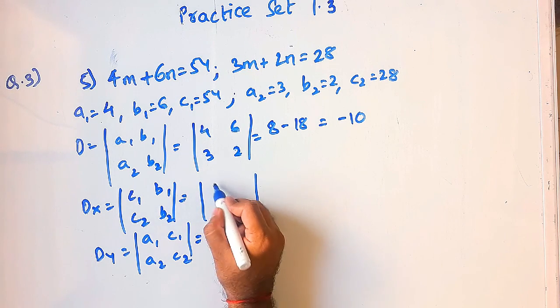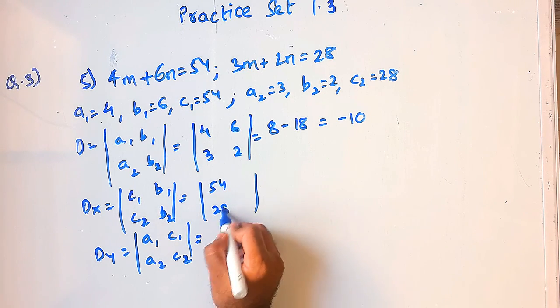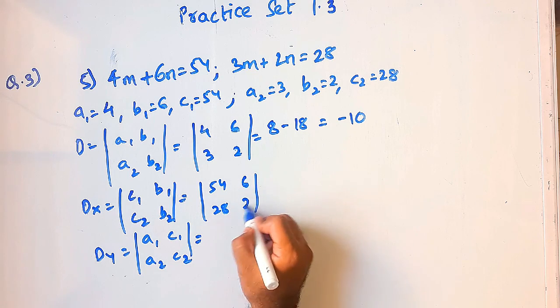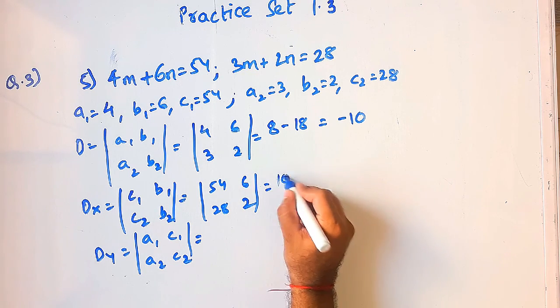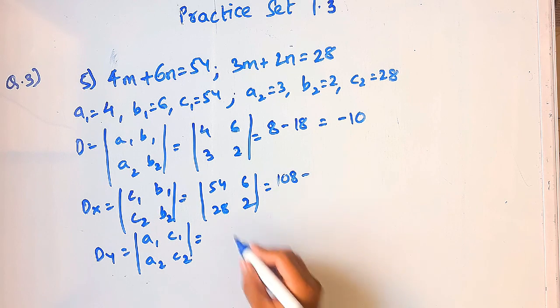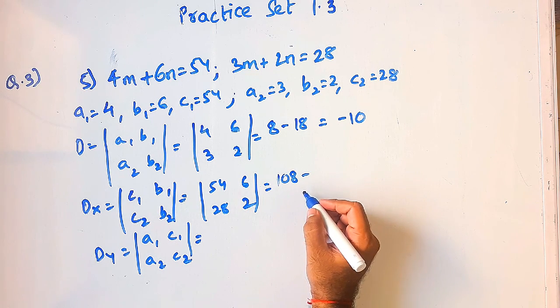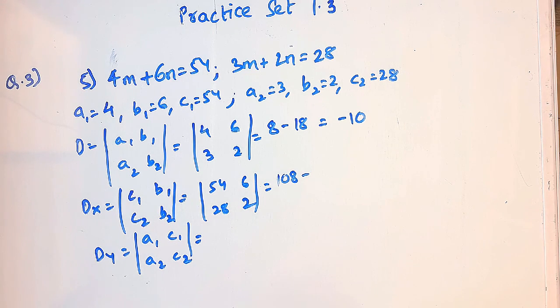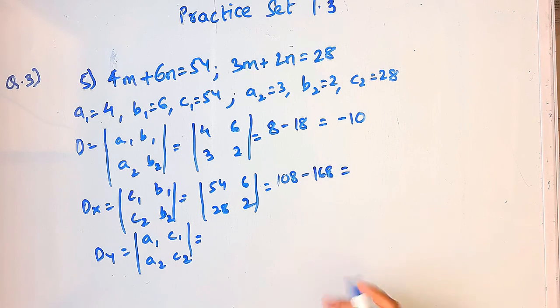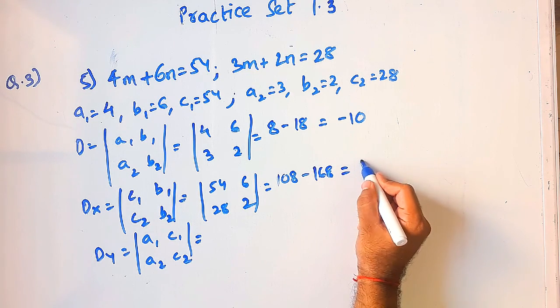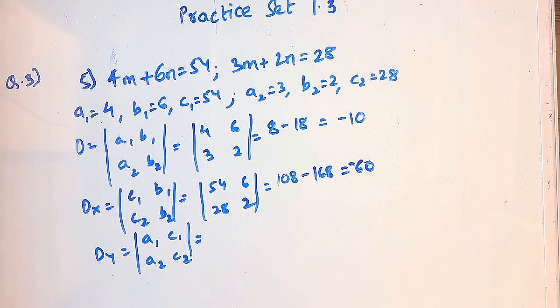What about c1 c2 is 54 and 28, b1 b2 is 6 and 2. So this becomes 54 2 is 108 minus, what is 28 6 times? 56 3 times is 162, 168, beg your pardon, so it will be 168. What is 168 minus 108? It will be 60 minus 60.